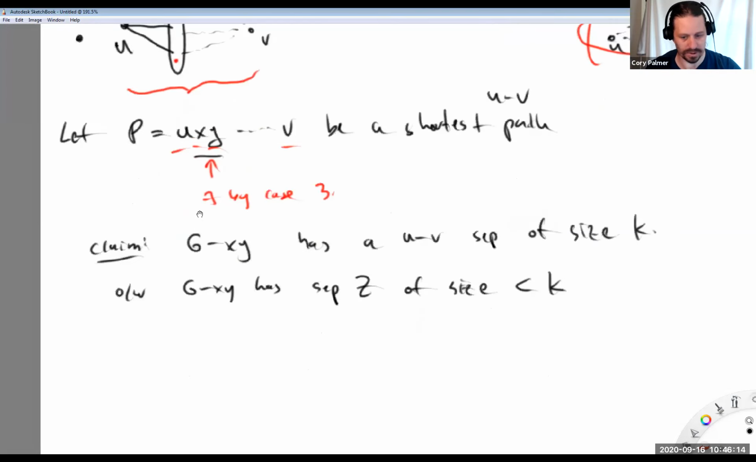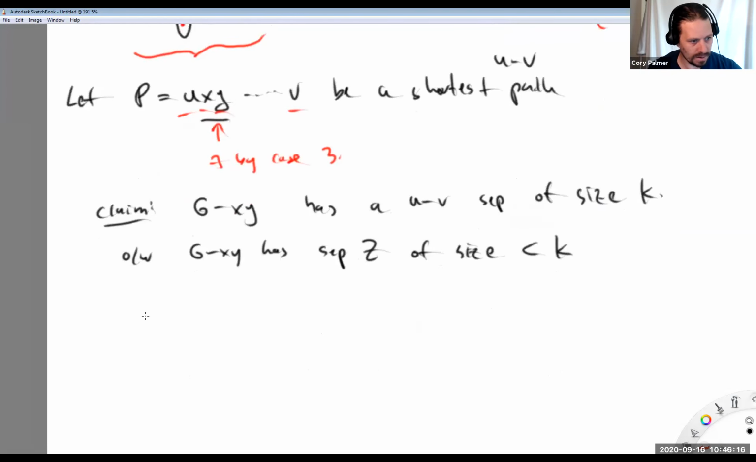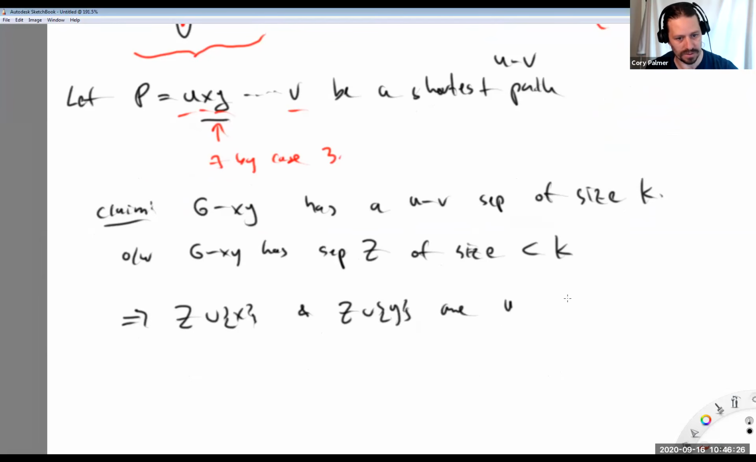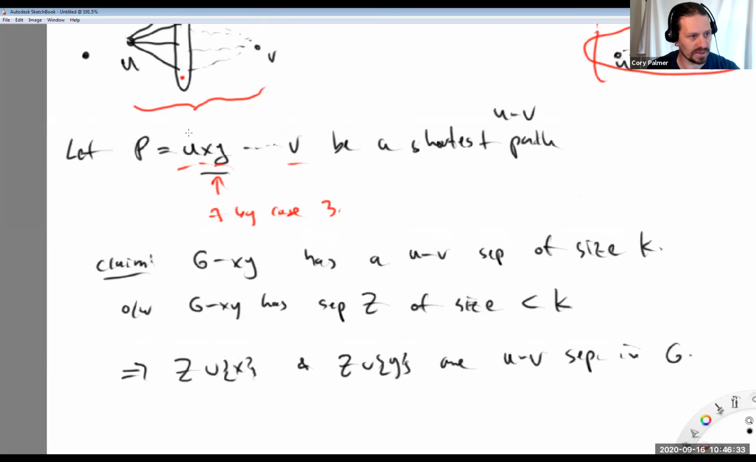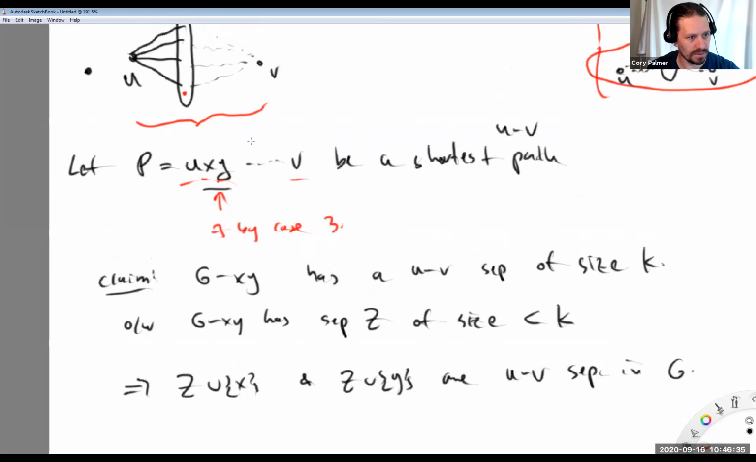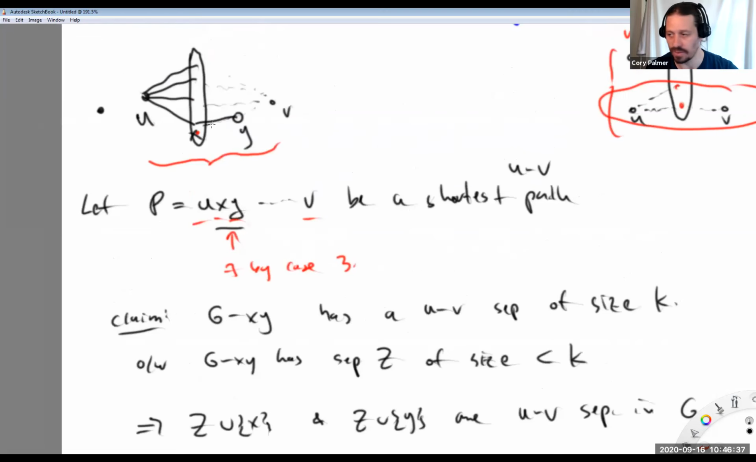So there's some separator Z. Then Z union x and Z union y are UV separators in G. Let's scroll up real quick. So if I remove the edge, so the edge, by the way, x is here, and then there's some y here. Okay, so that's along this path here. Actually, it doesn't have to go into the separator. You might have, like, this could be x and y, and then it gets in the separator somehow else. So it doesn't really matter where x and y are.